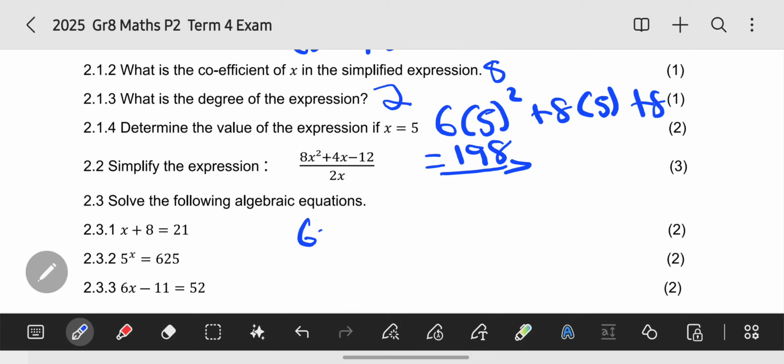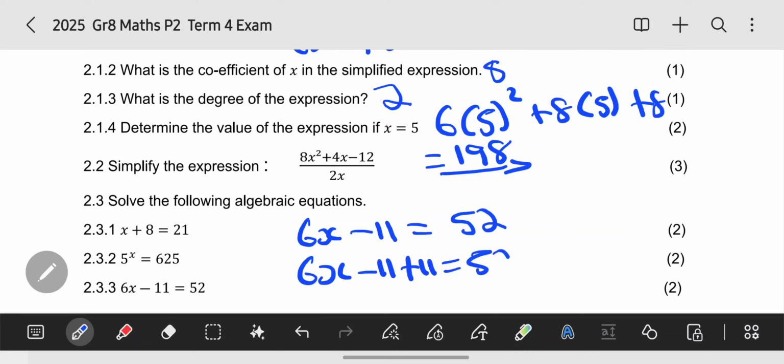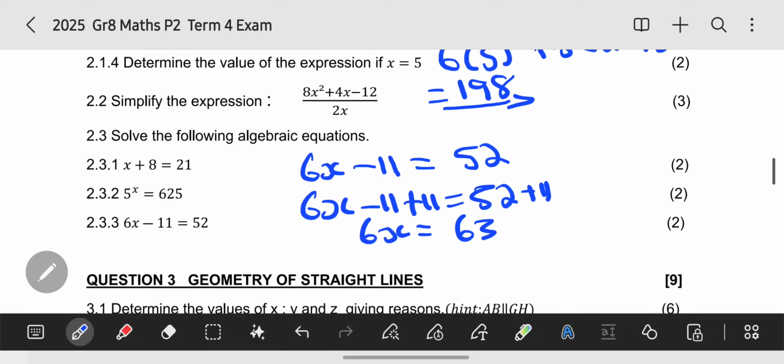We have 6x minus 11 which is equal to 52. To cancel this 11, we must add it to both sides. Plus 11 is equal to 52 plus 11. And then 6x is going to be 63. What are we going to do? We divide by 6 on both sides.